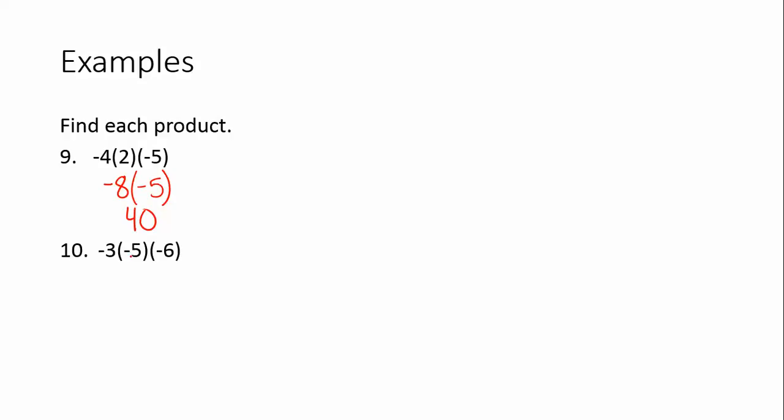So negative 3 times negative 5 is positive 15. And we're going to do positive 15 times negative 6. And if you do this longhand, you'll get 90, but a positive times a negative should be negative 90.